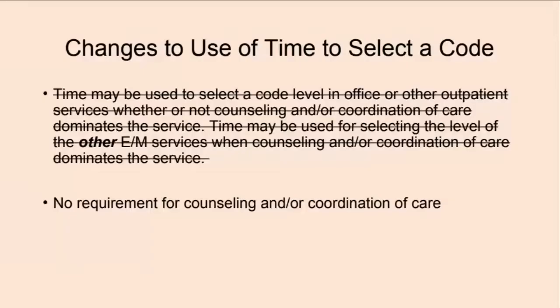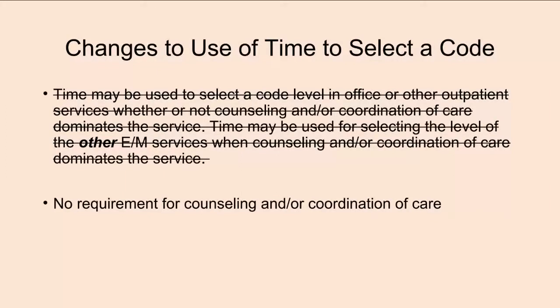So this was deleted for 2023. Time may be used to select a code level in office or other outpatient services, whether or not counseling or coordination of care dominates the service. For other E&M services, it used to be that you had to do counseling, coordination of care, but now it says, no, there's no requirement for either office outpatient or other E&M services that have a time. So the time is just like total time. It doesn't have to be time spent counseling, the 51% spent counseling that it used to be. None of that applies anymore.